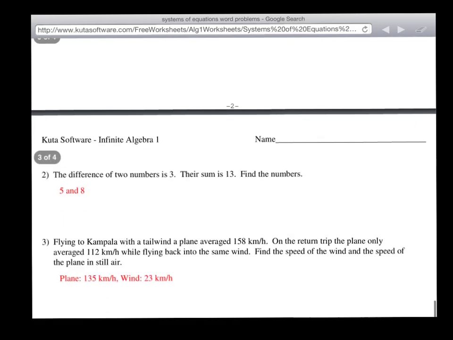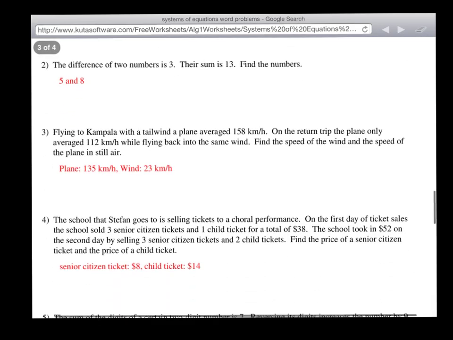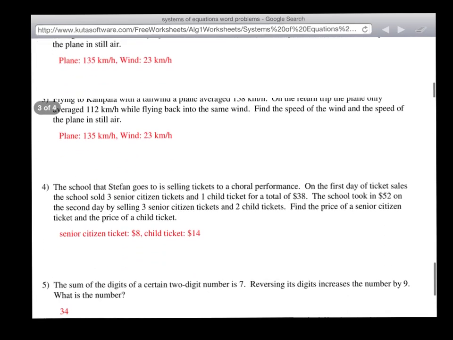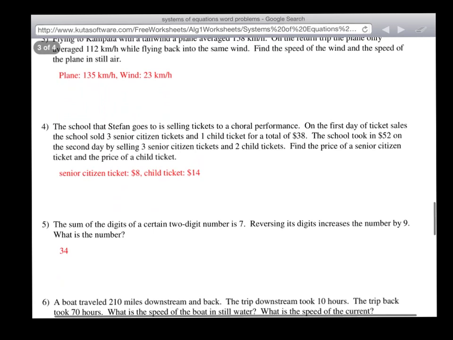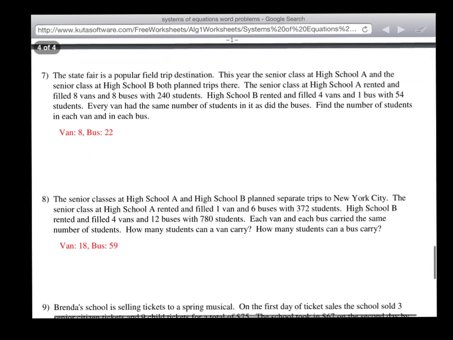Okay, number 1, 4 and 8. Number 2, 5 and 8. Number 3, the plane is 135 kilometers per hour. The wind is 23 kilometers per hour. Number 4, we already did that one in the practice. You should have gotten $8 for senior citizens and $14 for children's tickets. Number 5 is 34. Number 6 is 12 and 9.